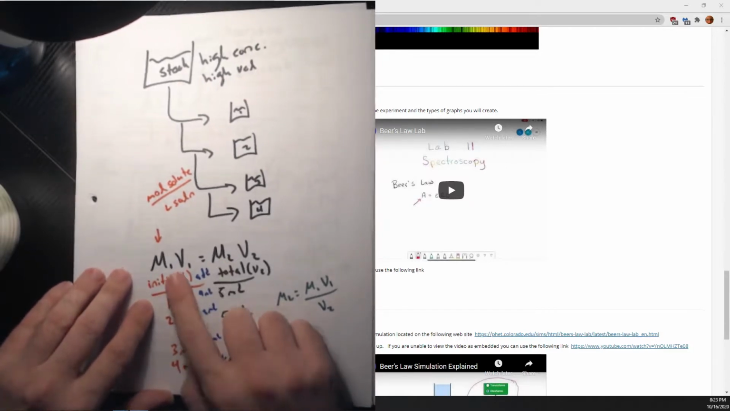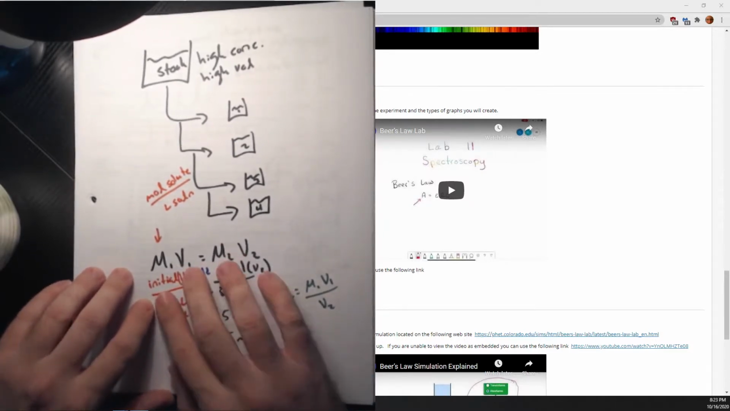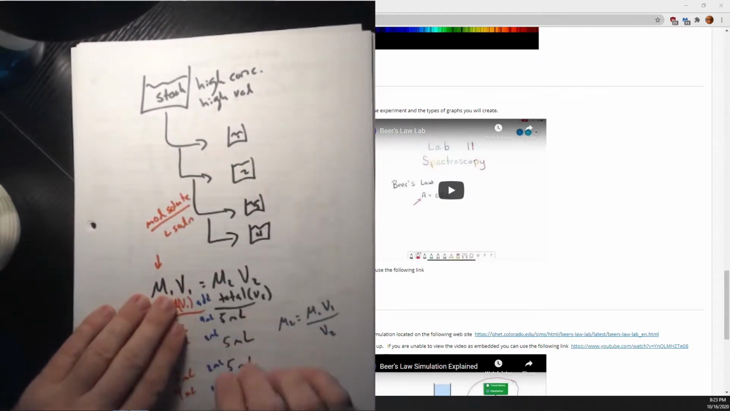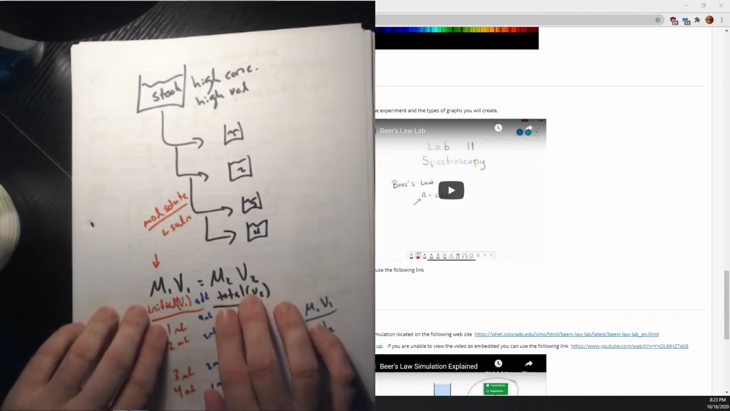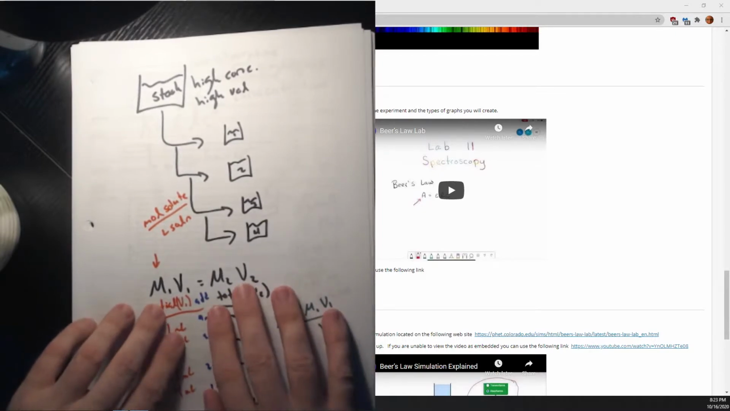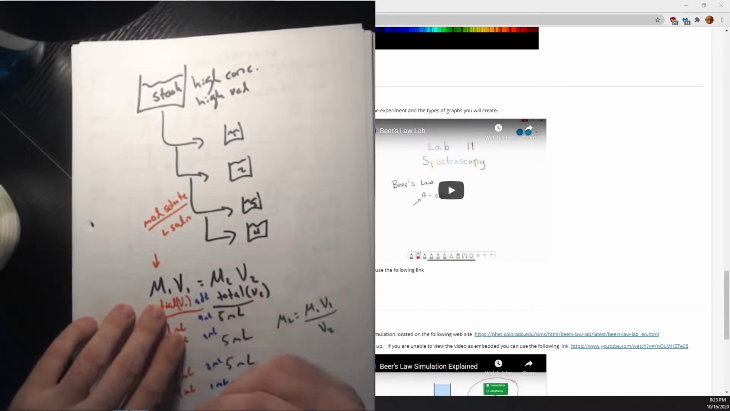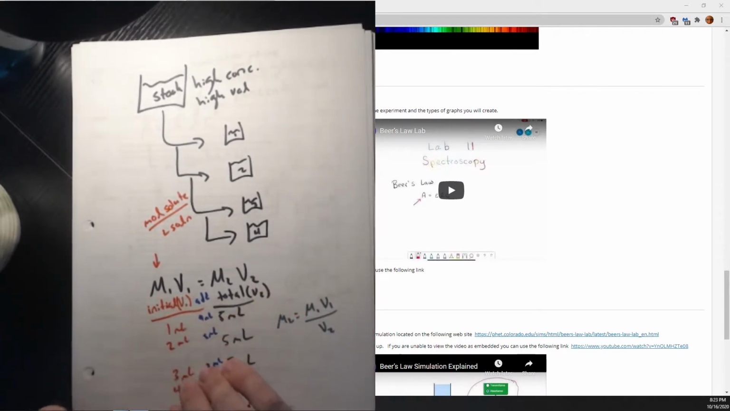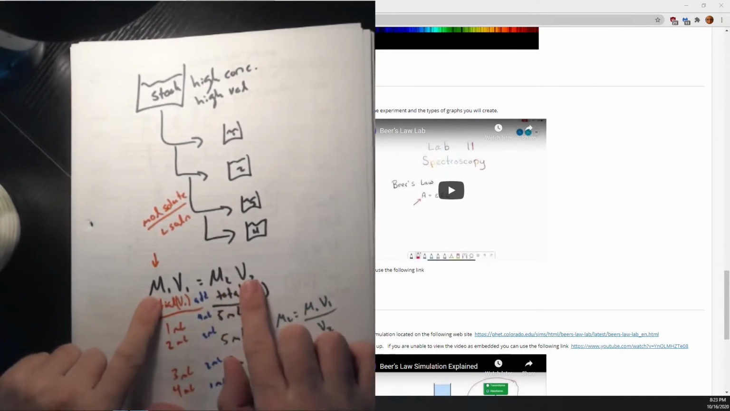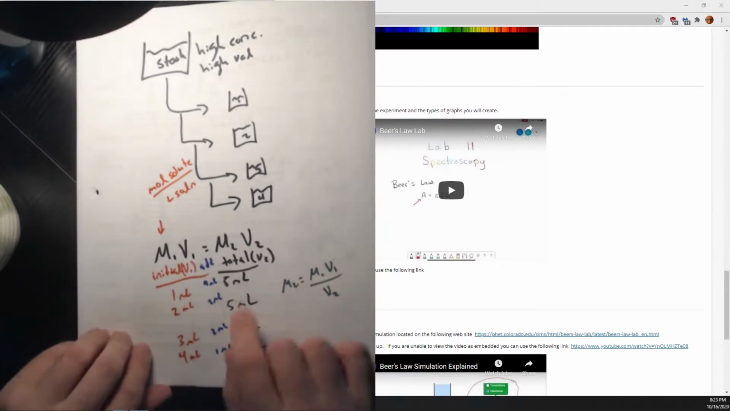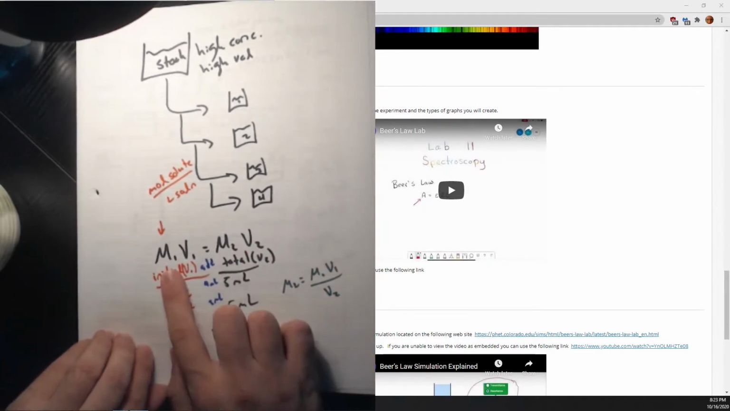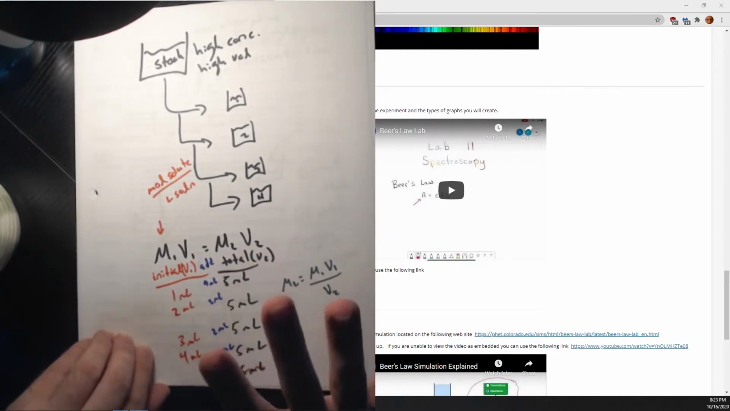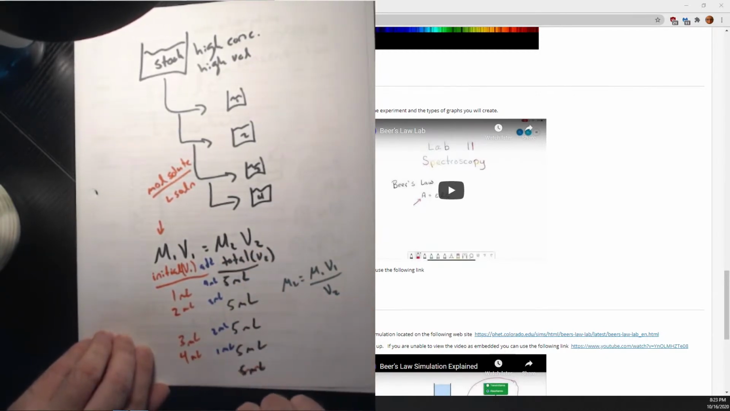And also be aware that M1V1 equals M2V2. This only works when you are diluting a particular solution. This will work differently if you're doing, say, titrations, and you're relating moles of one substance to moles of a different substance. So this is just for dilutions. Be careful about what your initial molarity and initial volume are, final molarity, final volume. Try and keep all those things totally clear.